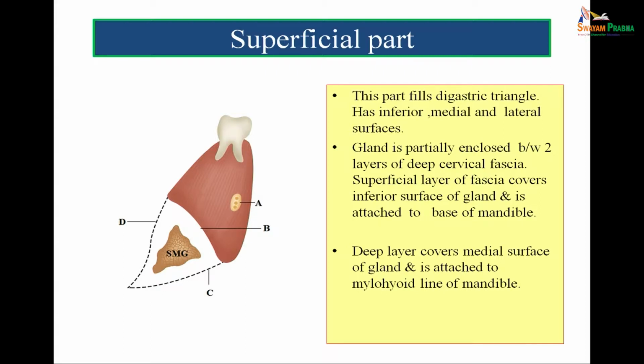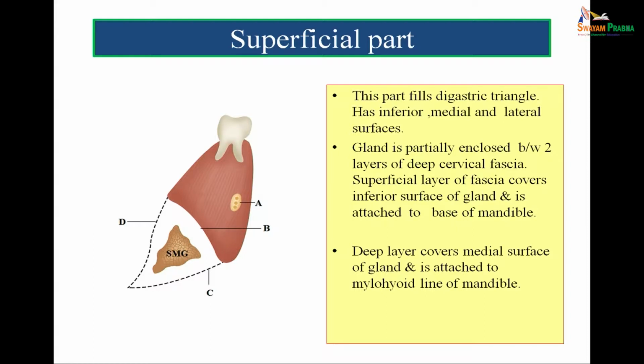The red portion is the mandible, and so this superficial part fills the digastric triangle. It has got inferior, medial and lateral surfaces. The gland is partially enclosed between two layers of deep cervical fascia. Superficial layer of fascia covers inferior surface of gland and is attached to base of mandible, while the deep layer covers medial surface of gland and is attached to the mylohyoid line of the mandible.